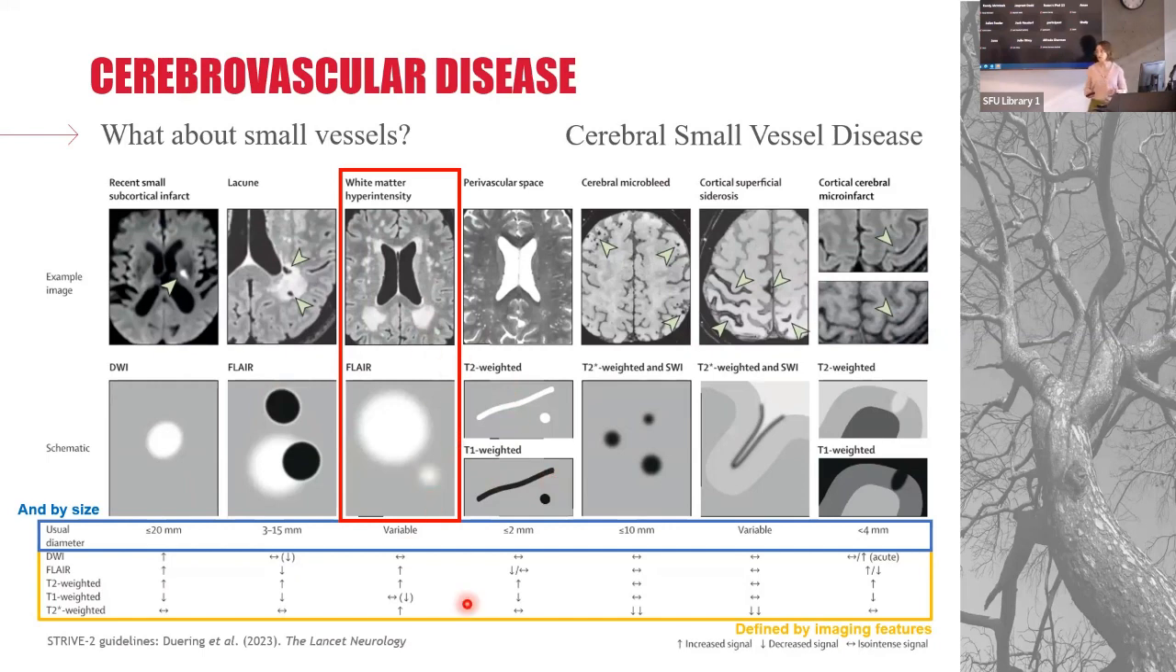And white matter hyperintensities are significant in this context because they're one of the most common forms of cerebral small vessel disease and that can be easily detected on MRI. And the other thing to note is that these are often one of the most common incidental findings on MRI.